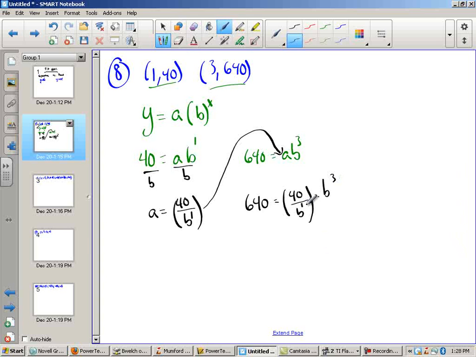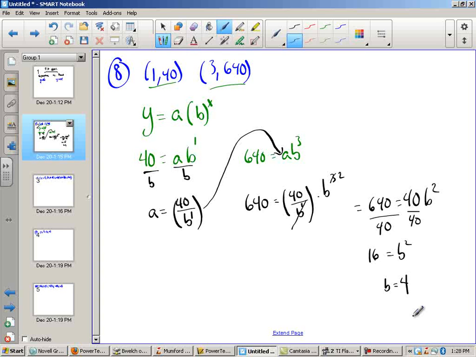And if I look here, see this 1 and that 3? If I cancel this 1, this would become a 2. So then I have 640 equals 40b squared. And then if I divide by 40, 640 divided by 40 is 16 equals b squared. So then b would equal 4. And so there's our first piece. We figured out what b is.